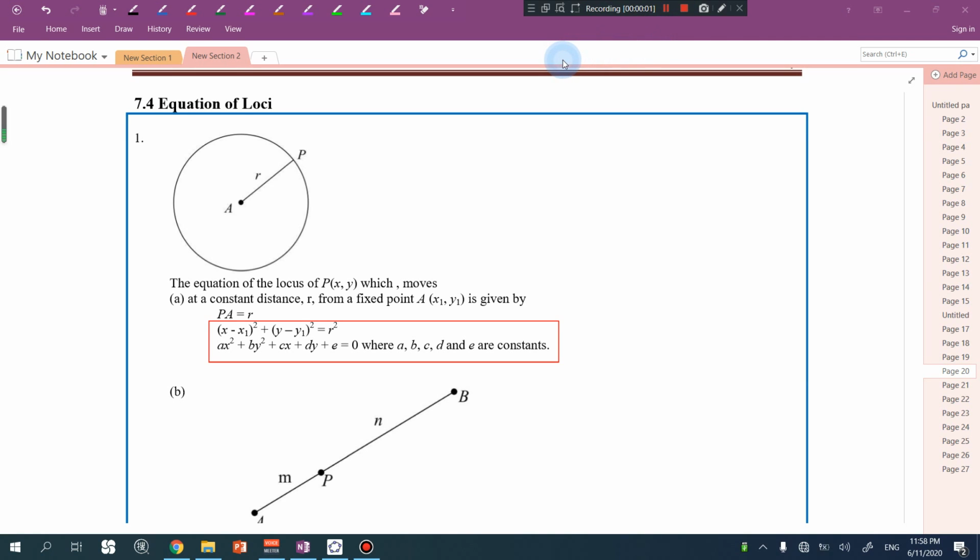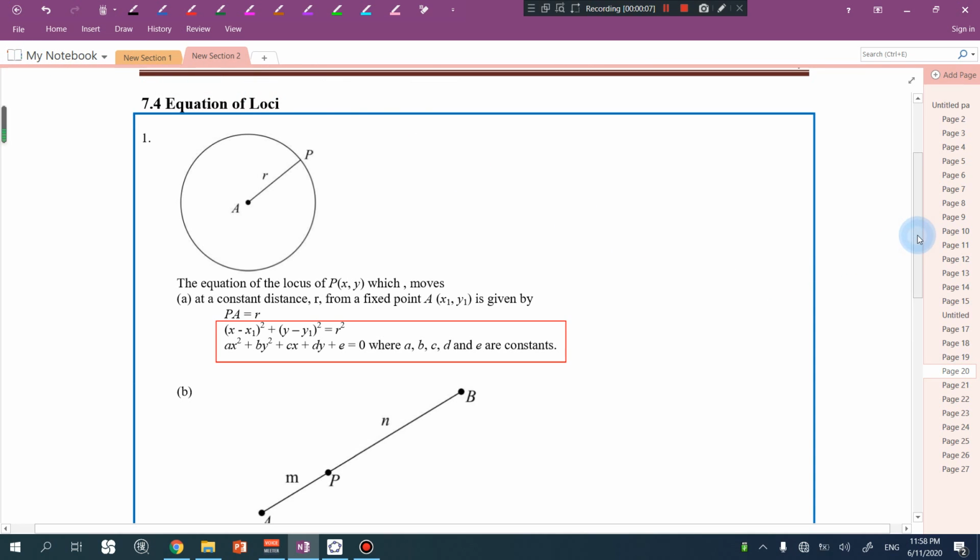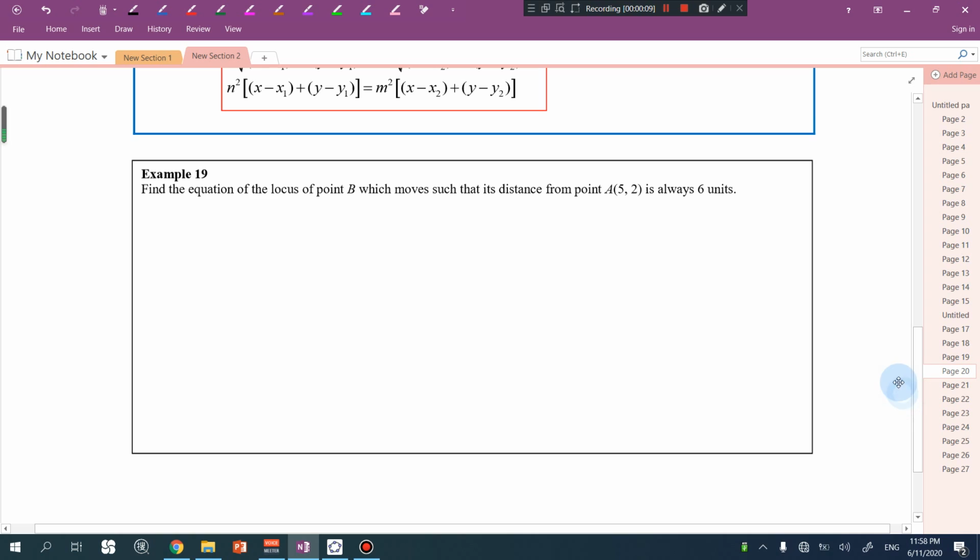Hi everybody, today let's learn about how to find the equations of locus. Last time in Form 3 you learned about how to draw the locus, right? So today we are going to learn how to find the equations of the locus. Now let's look at this example.